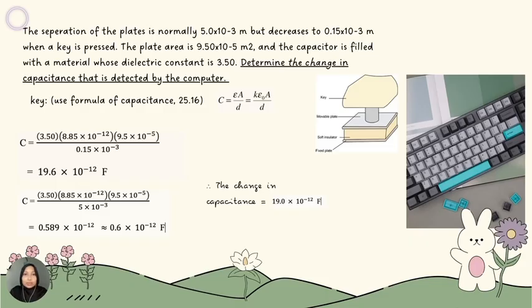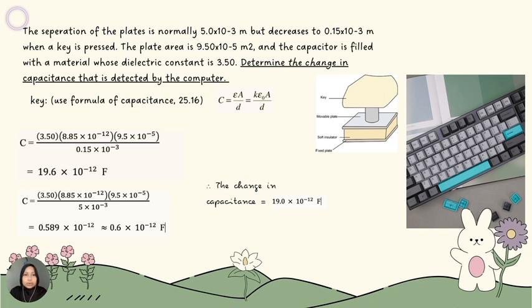Okay, so we look at this question. The separation of the plates is normally 5 times 10 to the power of negative 3 meter, but it decreases to 0.15 times 10 to the power of negative 3 meter when a key is pressed. The plate area is 9.5 times 10 to the power of negative 5 meter squared, and the capacitor is filled with a material whose dielectric constant is 3.50.